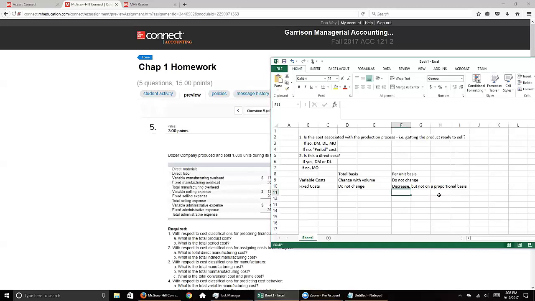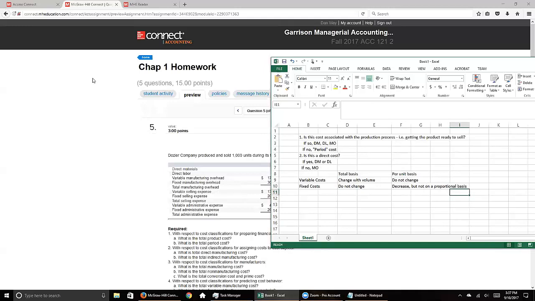So if we're trying to determine if a cost is variable or fixed, we need to think about what it does on that total basis. That will really make the determination whether it is variable or fixed. And then we want to keep in mind what that means for the cost on a per unit basis as well.